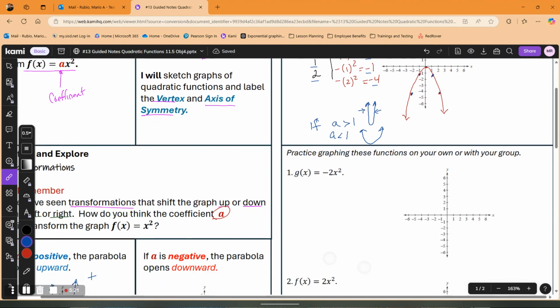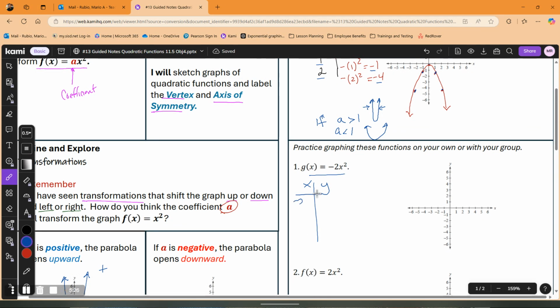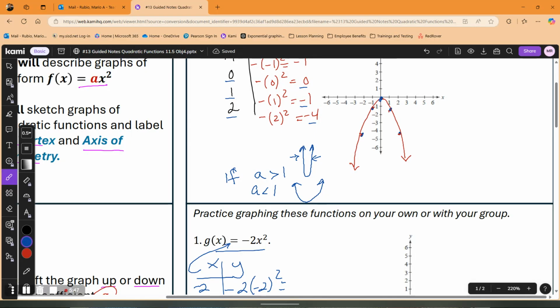What I want you to do is use the table, substitute these into this equation: negative 2, parentheses, x is negative 2 and squared. Solve all of these the same way, get your coordinate points, plot them and see what you get. And remember, our vertex is the lowest point or the highest point on the graph. That's our vertex, and it's still 0, it didn't change. And our axis of symmetry is also still 0.